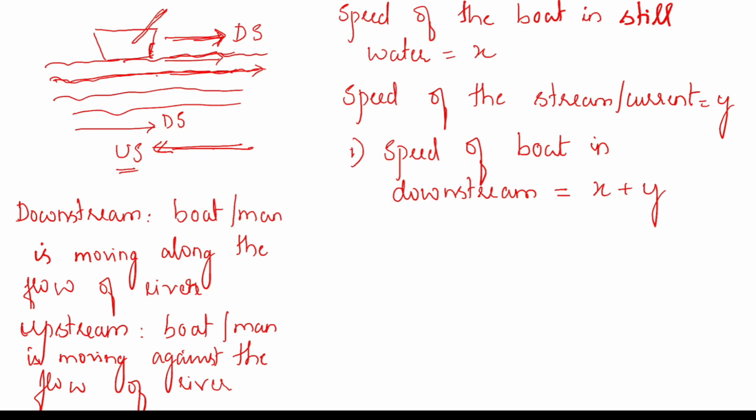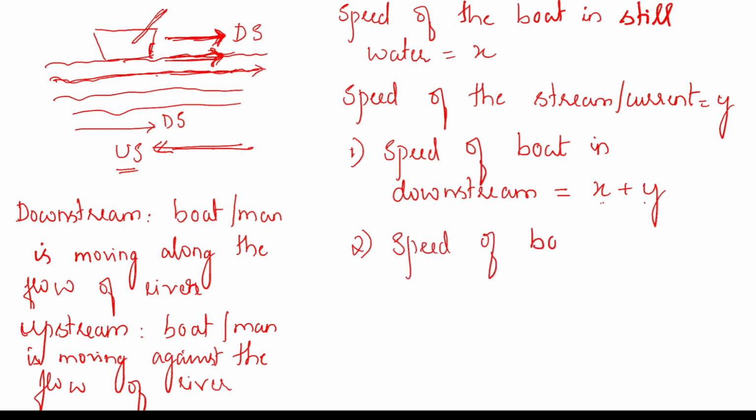Why? For example, we are moving forward and someone pushes us from behind, then what happens? We will move with more speed, isn't it? The same thing happens here. When the boat is moving in this direction and the river is also flowing in the same direction, the speed of the river and the speed of the boat both get added. Therefore the speed of the boat in downstream is given by the speed of the boat plus the speed of the current.